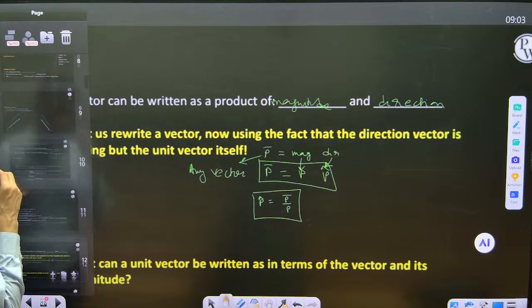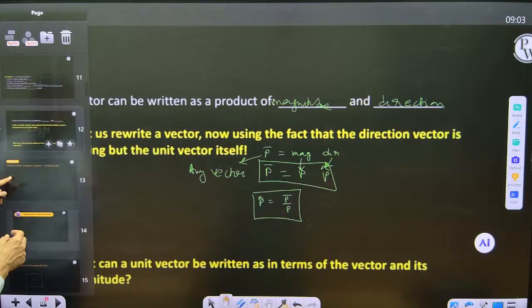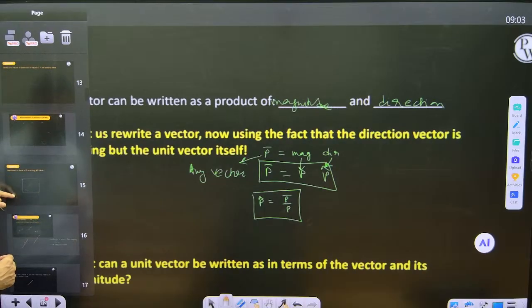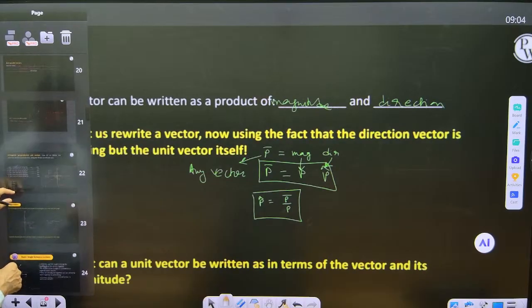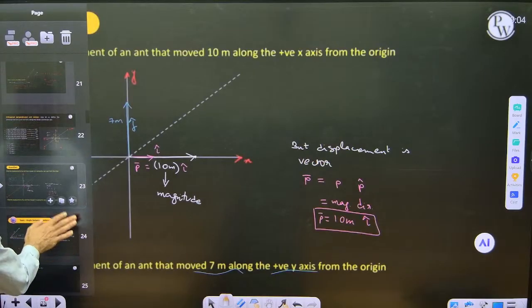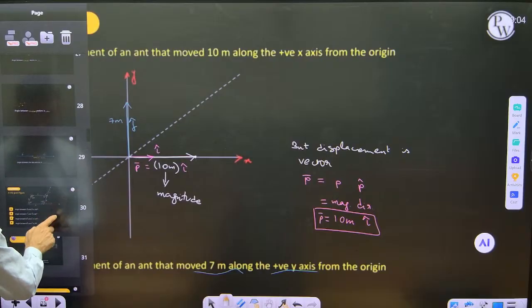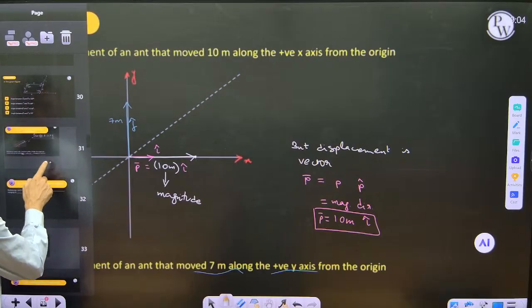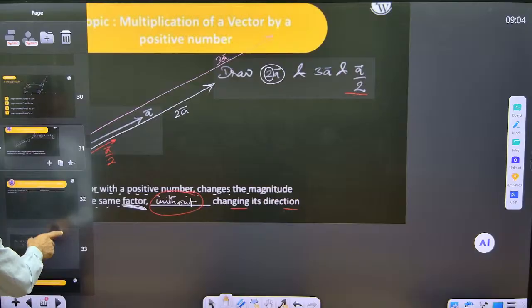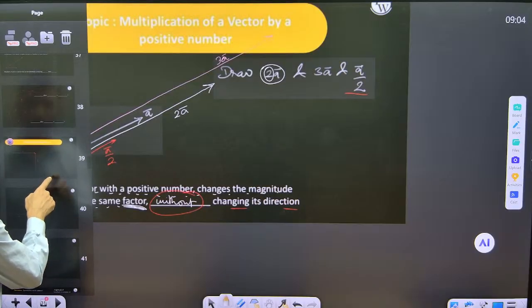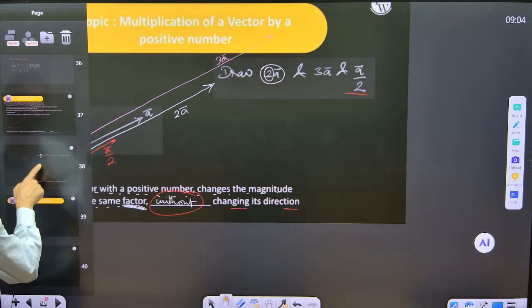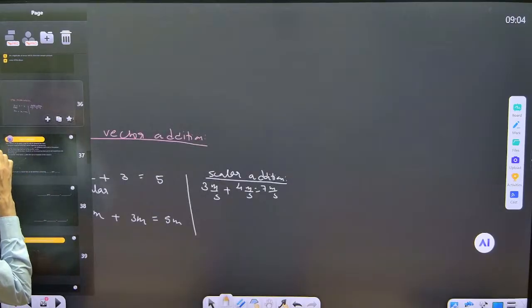We have started with vectors, and we had completed till here, till here we have completed, right?